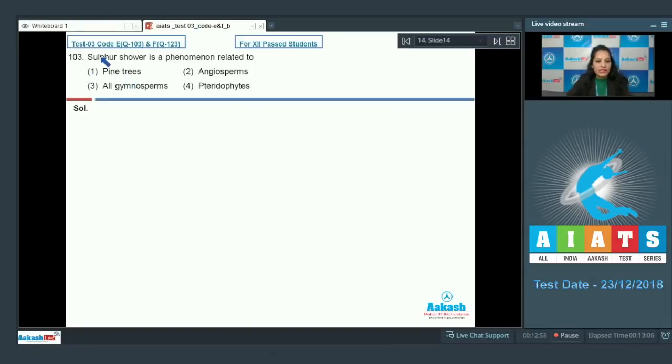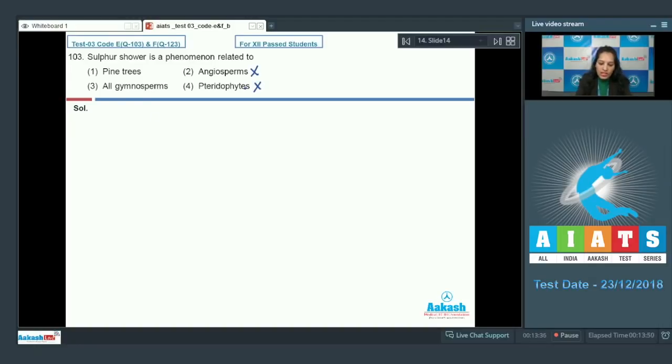Question number 103. Sulfur shower is a phenomenon related to: first option, pine trees. Second, angiosperms. Third, all gymnosperms. Fourth, pteridophytes. Before dealing with this question, you should know what is sulfur shower. Sulfur shower is something which is related to the pollination in pine trees. When there is pollination in pine trees, a large amount of pollen grains are released into the air which are yellow in color. So it appears as a yellow cloud which is called the sulfur shower.